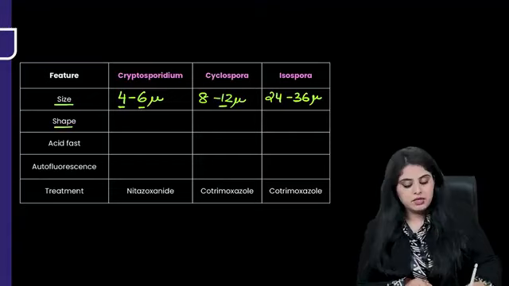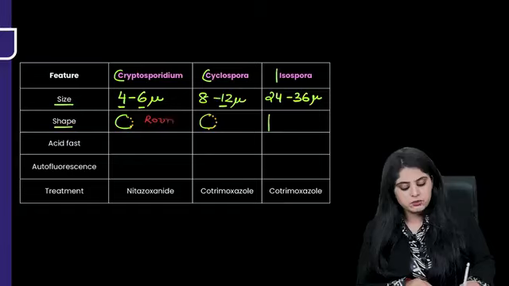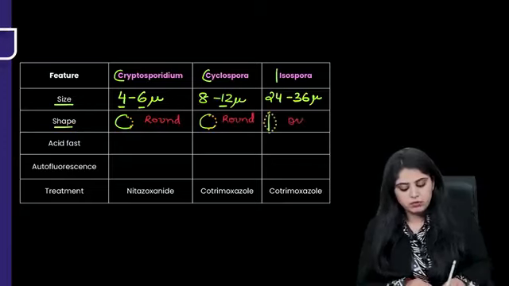What is the shape? Look at their alphabets. Their alphabets will tell you their shape. Cryptosporidium, Cyclospora, Isospora. Cryptosporidium, complete the circle, what will you get? You will get a round shape. Cryptosporidium is also round. Cyclospora is also round. And Isospora can look like this. So this is going to be an oval shape.